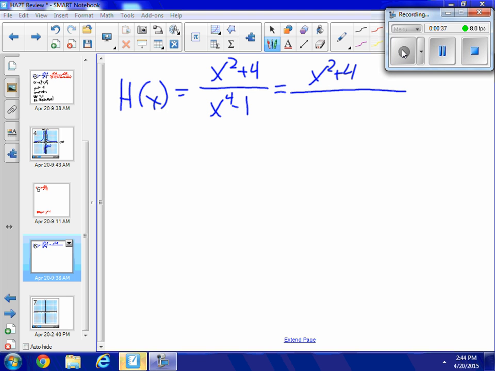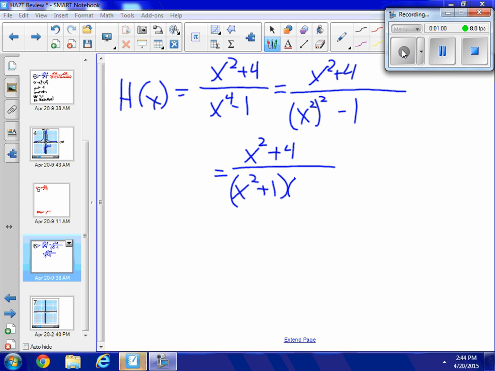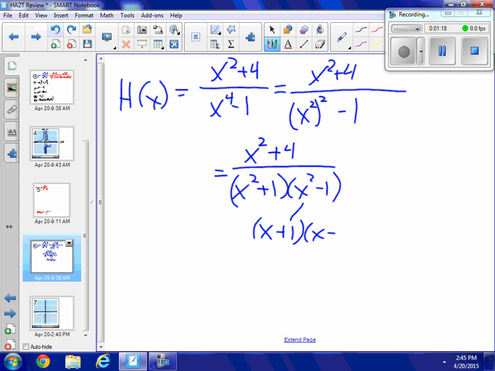Now the denominator, I'm going to look at it as being x to the fourth minus 1. And then I see that it's the difference of two perfect squares. So my numerator again, x squared plus 4. My denominator now is x squared plus 1 times x squared minus 1. Now, x squared plus 1 is not factorable. But x squared minus 1 is factorable again. That can be x plus 1, x minus 1.